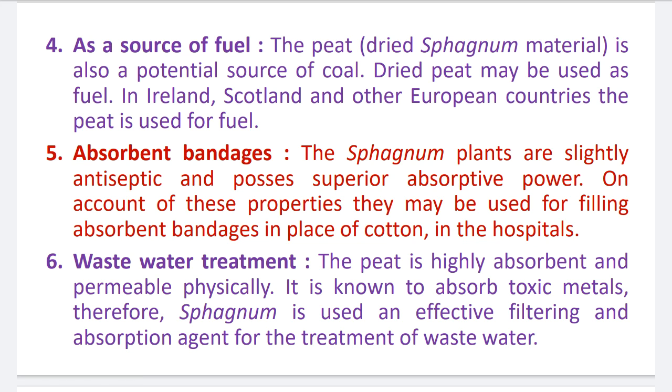Okay. Number 6, wastewater treatment. The peat is highly absorbent and permeable physically. पोरस आहे. परमिएबली म्हणजे तसं पोरस आहे. It is known to absorb toxic metals. It is known to absorb toxic metals. Therefore, sphagnum is used as an effective filtering and absorptive agent for the treatment of wastewater.